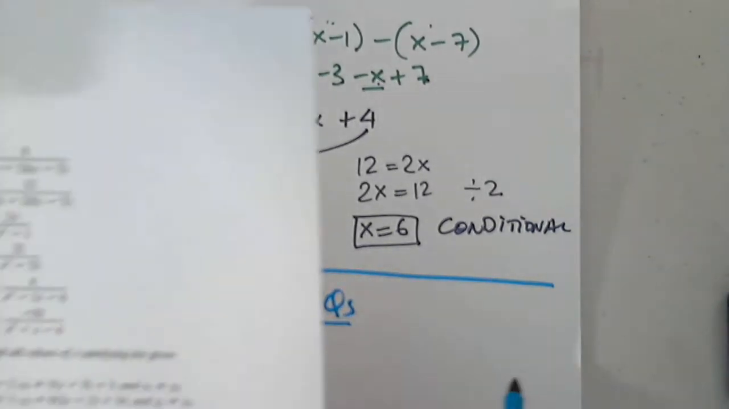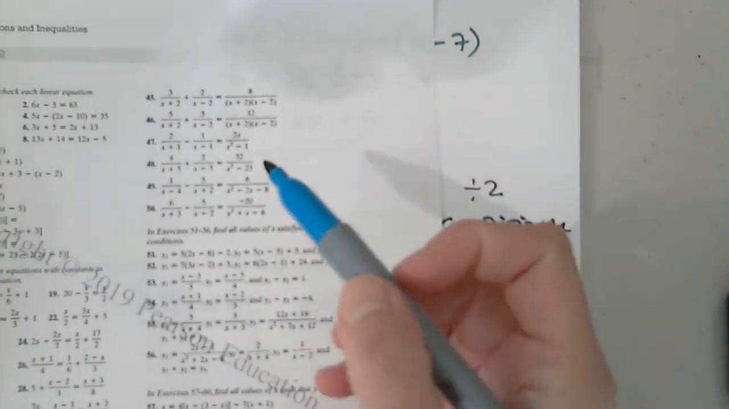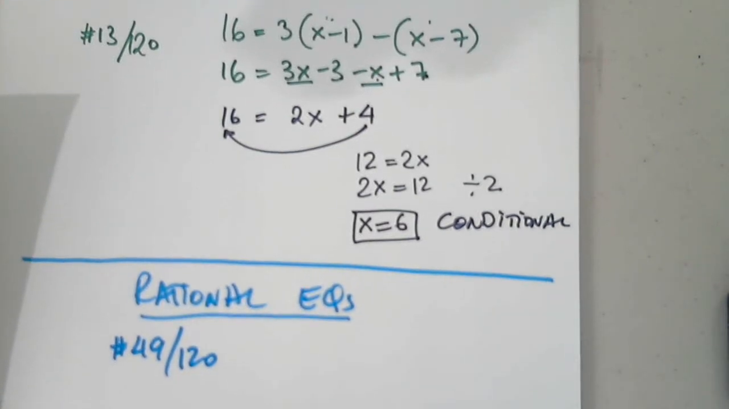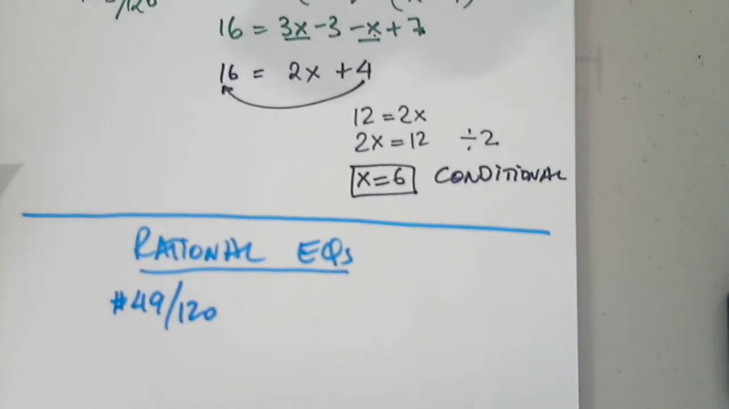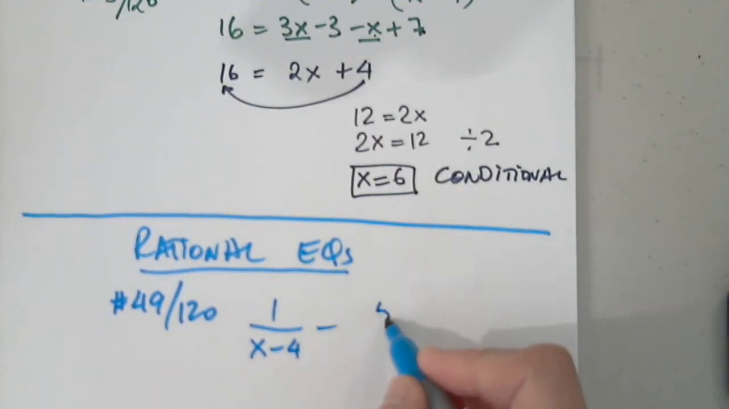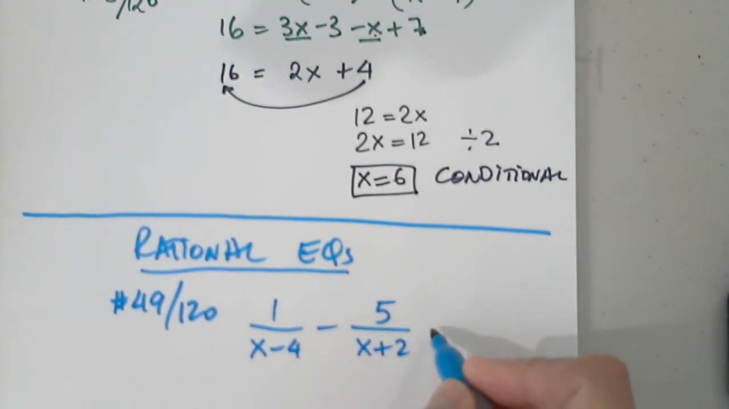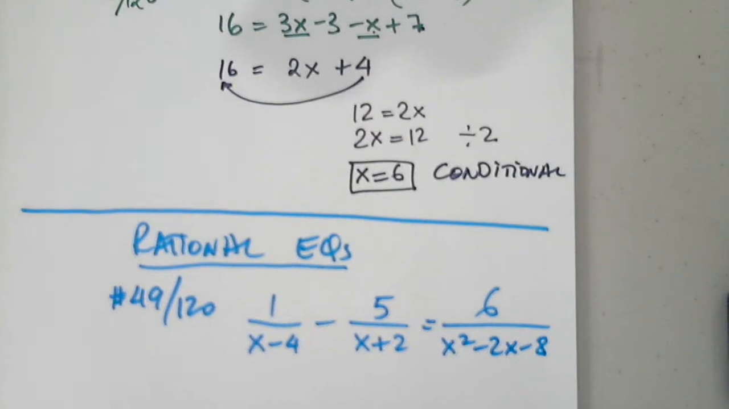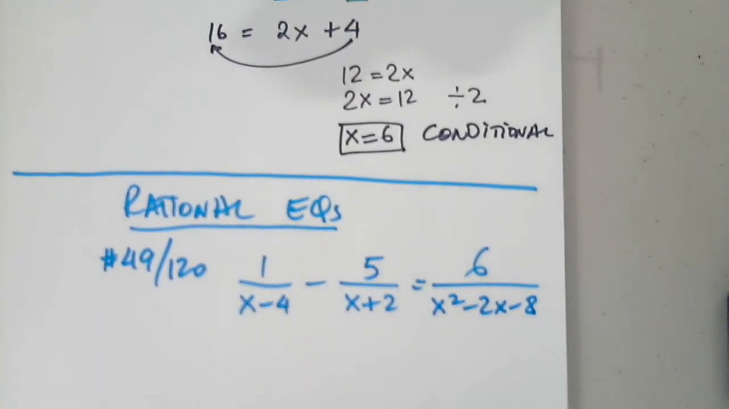I'm going to pick a rational equation from here. Let's say, I don't know, 49 on page 120. Let's copy it. 1 over x minus 4 minus 5 over x plus 2 equals 6 over x squared minus 2x minus 8. Let's take a moment and copy this.